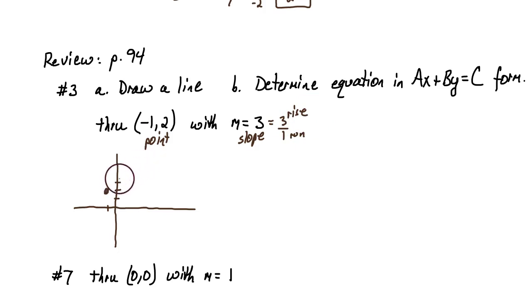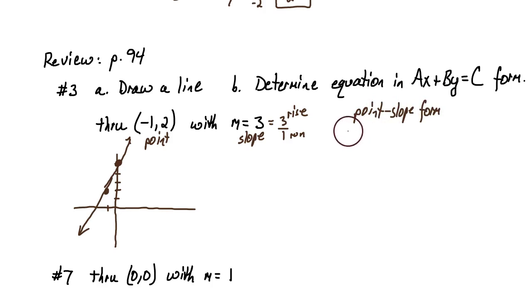So let's put some more marks on there so that we can measure that off. From this dot, rise 3 and run 1 to the right. This is the line that fits that information. Now we want to get its equation. When you're given a point and the slope, we need to use point-slope form.